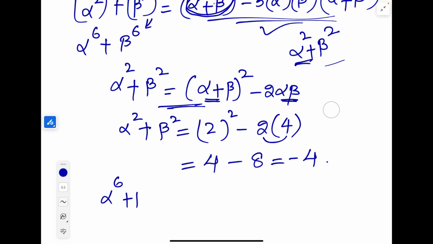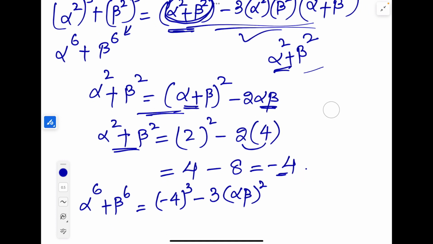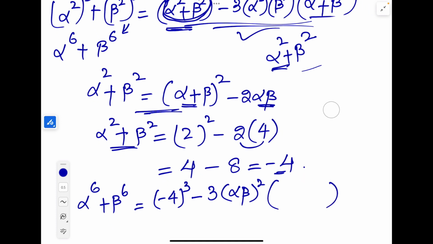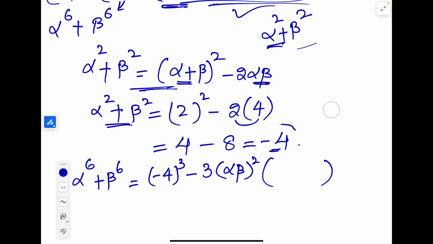Find alpha power 6 plus beta power 6. Alpha square plus beta square whole cube. Now alpha square plus beta square value we got, -4, right? Cube whole cube minus 3 into, can I write alpha square beta square as alpha beta whole square, okay? Into alpha square plus beta square, okay? Alpha square plus, what is alpha square plus beta square? Just now we got -4, okay?